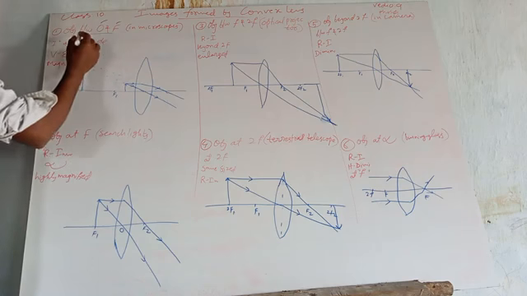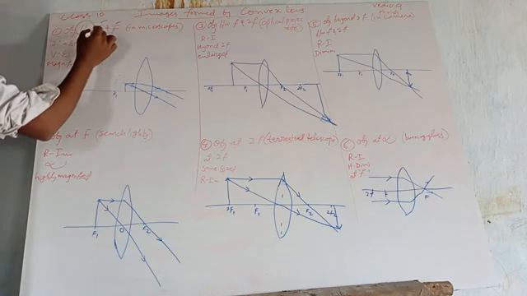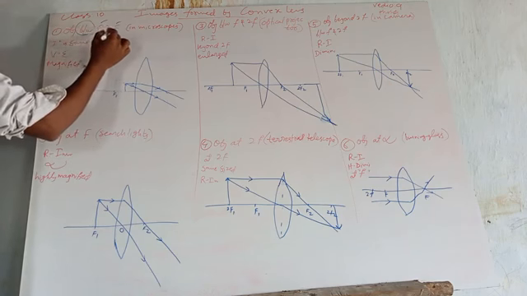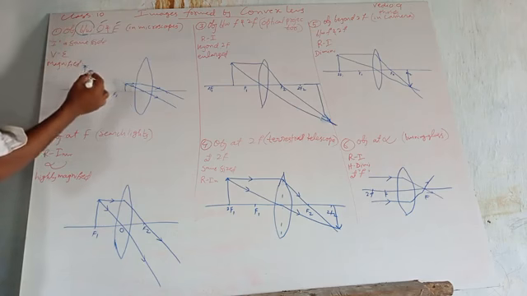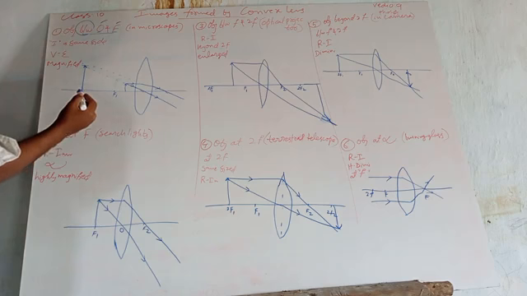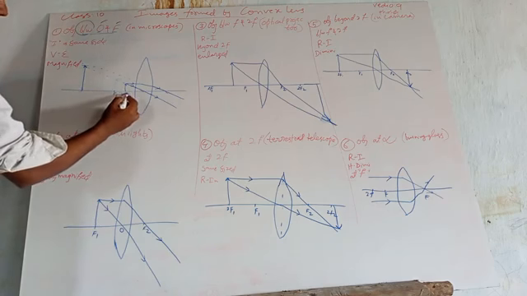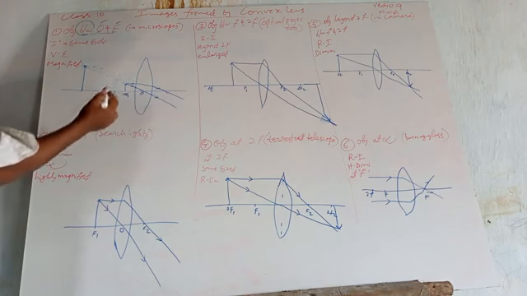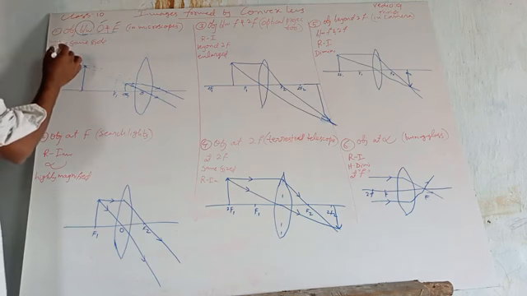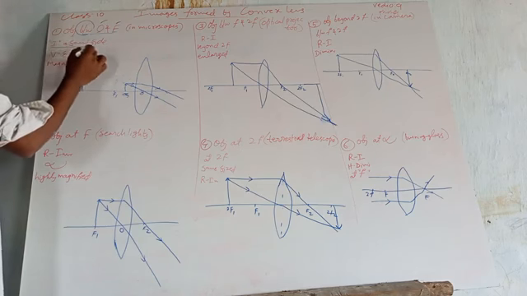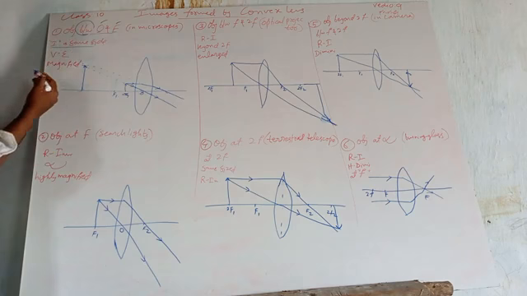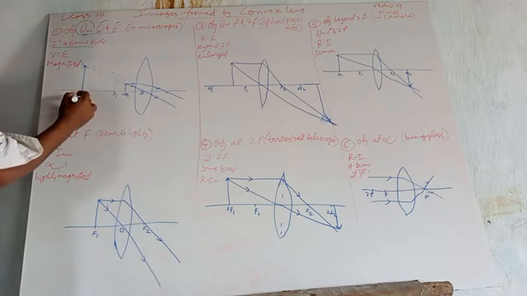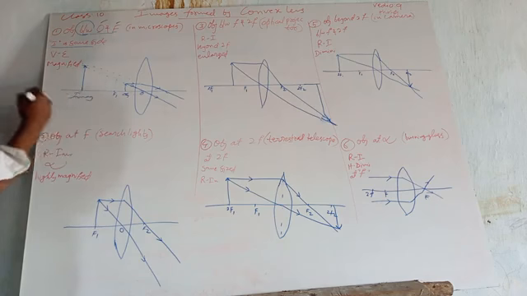So when the object is between the center of the lens O and focus F, where can the image form? The image forms on the same side only, meaning the front side only. Look here, the image is formed here. How is it forming?